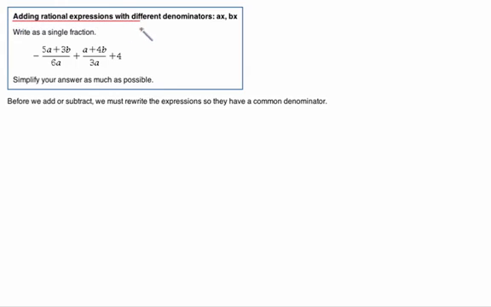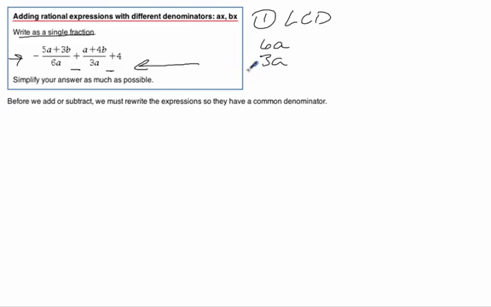So here in this topic, adding rational expressions with different denominators, it's a little bit different. It's similar but different, right? So we want to write as a single fraction. Again, we've got some fractions and we're adding and or subtracting. As always, first step is we have to have a least common denominator. In this case, what's the least common denominator of 6a, 3a, and in this case, 1? Well, that's going to be 6a, isn't it?